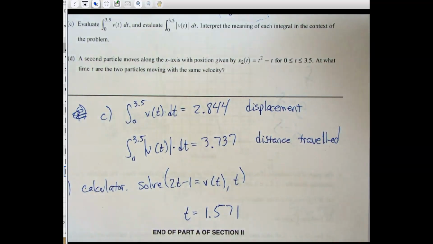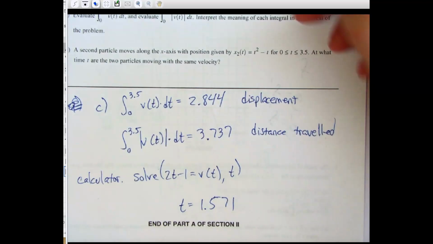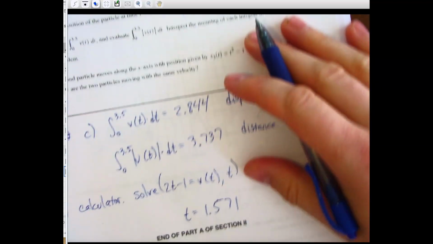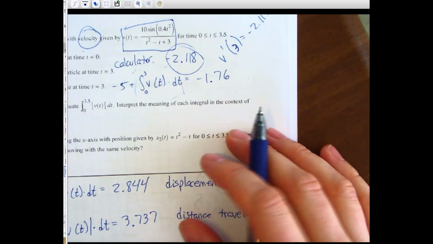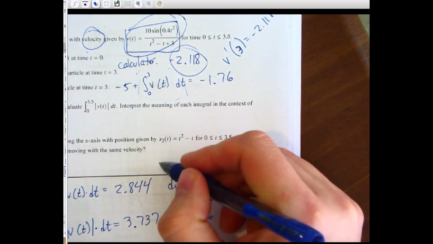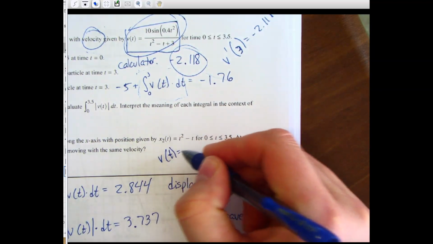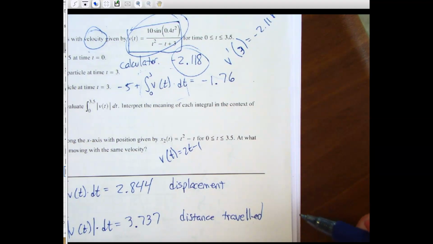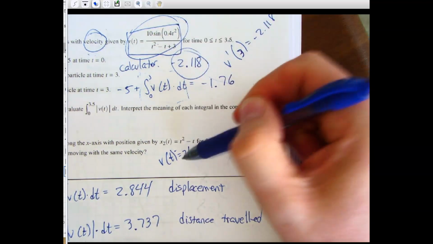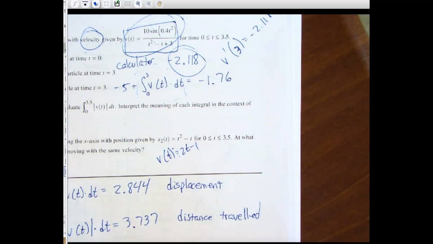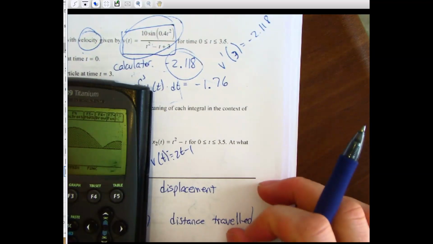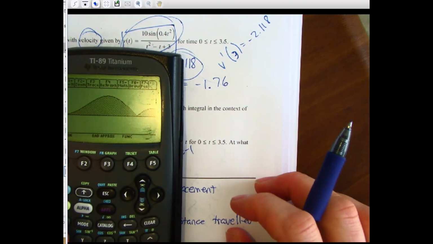Part D, second particle with the position given by this equation here. At what time are the two particles moving with the same velocity? Well, if I want the velocities to be equal, I need to set the velocities equal to each other. So that's the velocity. The velocity here would be 2t minus 1. And then my job is to set those two things equal, which again, you have your calculator, so I'm going to use that. So here my shaded part is actually finally finished.